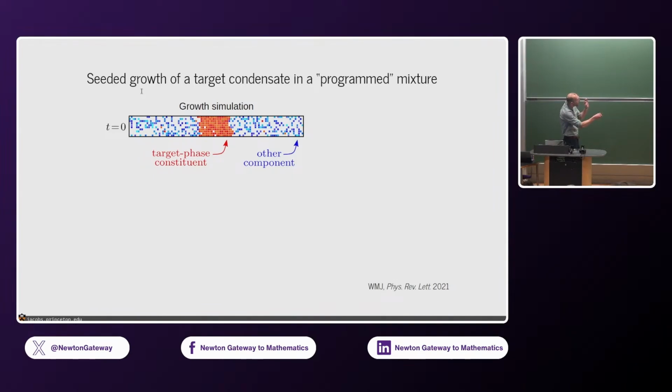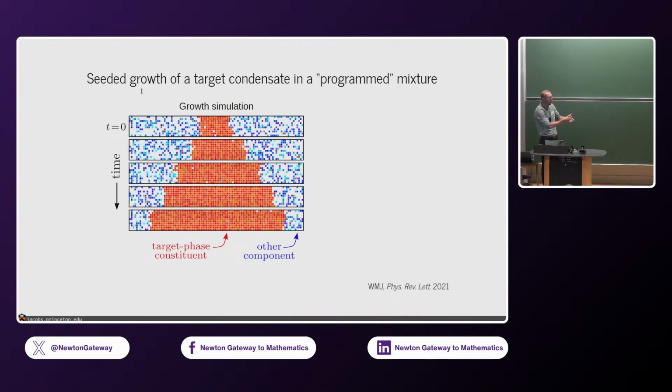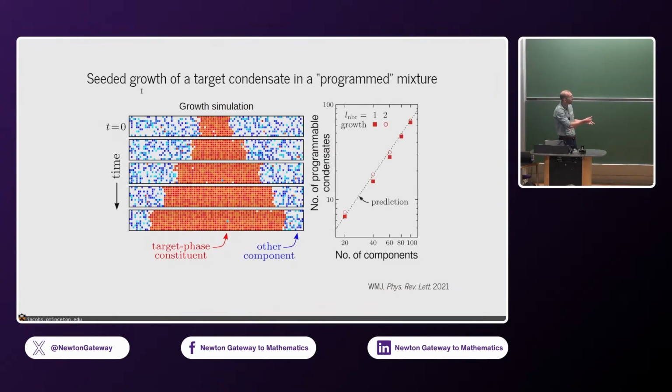But in particular, red components here are all of those that are designed to be enriched in this particular seeded phase. Right? And so not only should this be stable at equilibrium, but if I insert this into this supersaturated mixture, it should be able to grow without changing composition, and that's what you see here. And indeed, if you go and check this for all of the designed phases, you can retrieve each one selectively with a seed, and again follows this sort of scaling prediction that came out of this graph theory.